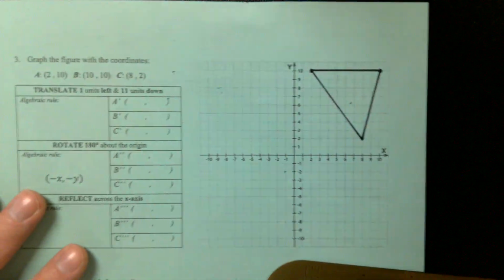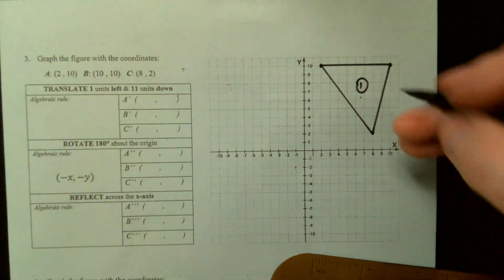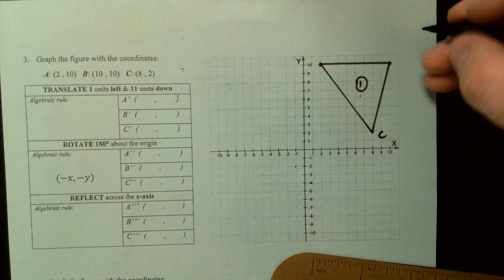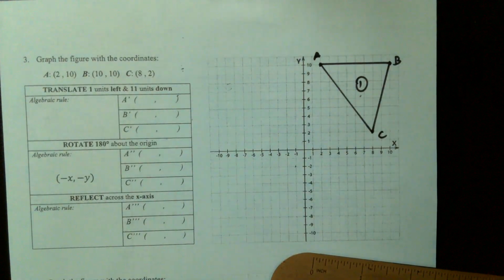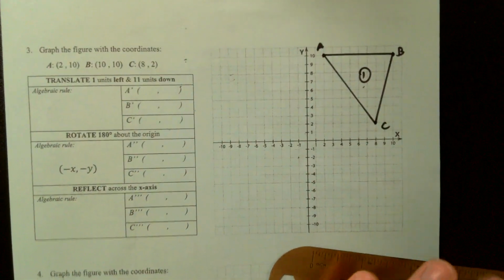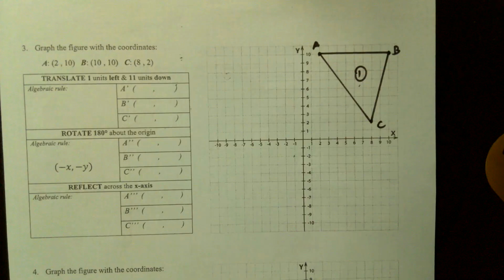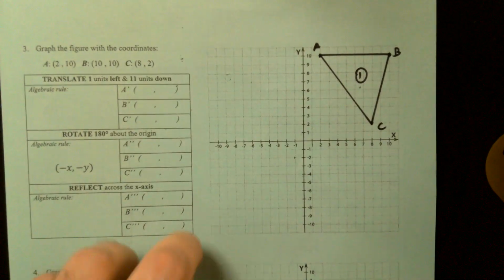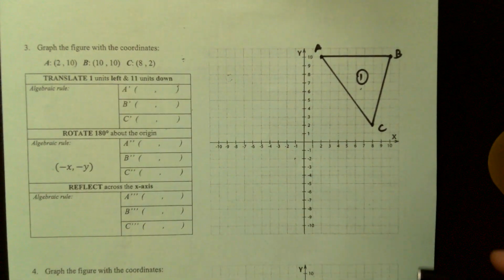This is number 3, yes. 1 in the middle. Here's C, B, and A. So that's where I'm starting out. Every single thing we do here builds on the previous shape. So if I start out with the wrong shape, every shape after that is also wrong.